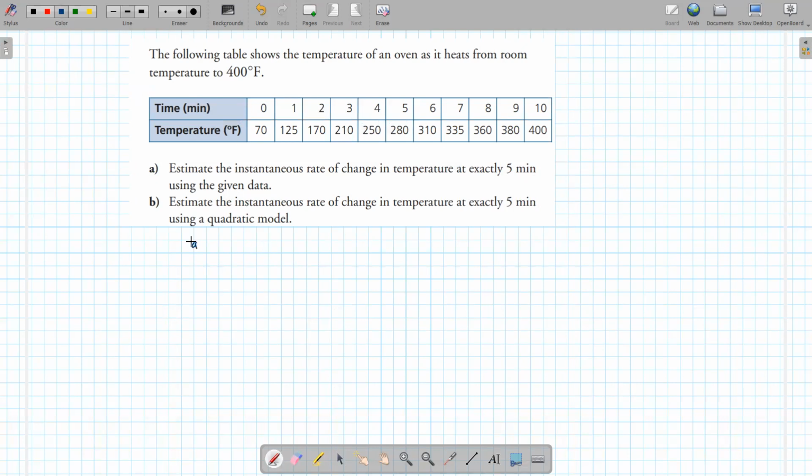So the answer to part A will be f of 6 minus f of 4, divided by 6 minus 4. And this will give you the answer at 5. So f of 6 is 310. F of 4 is 250, divided by 2. So that's 30. What's the unit? Look at what your rise and run are.